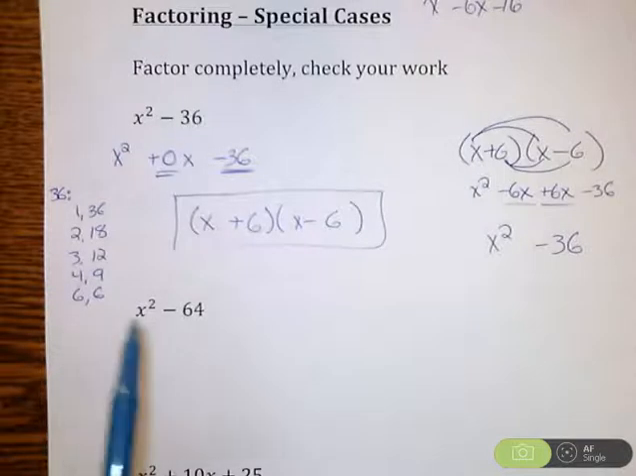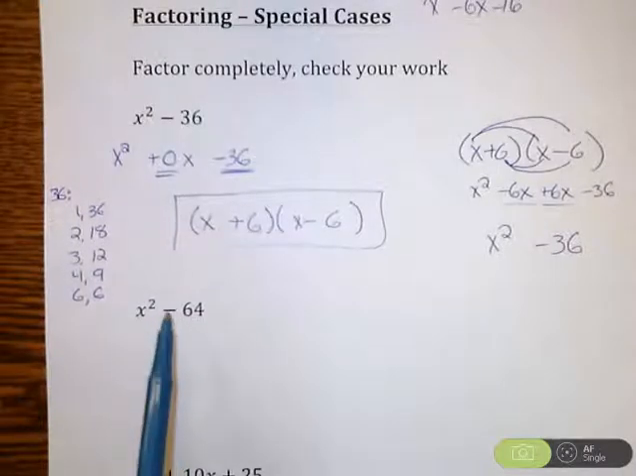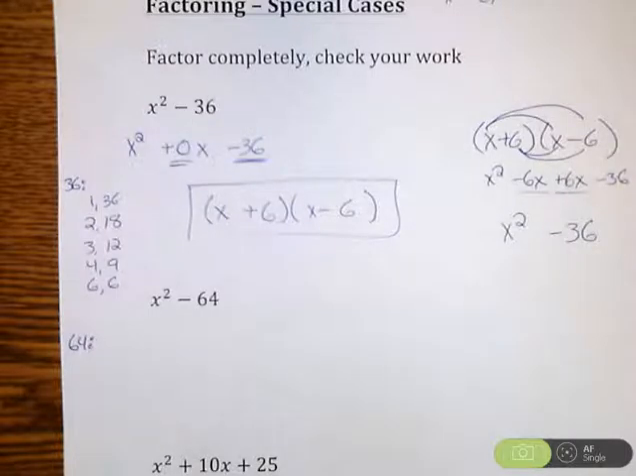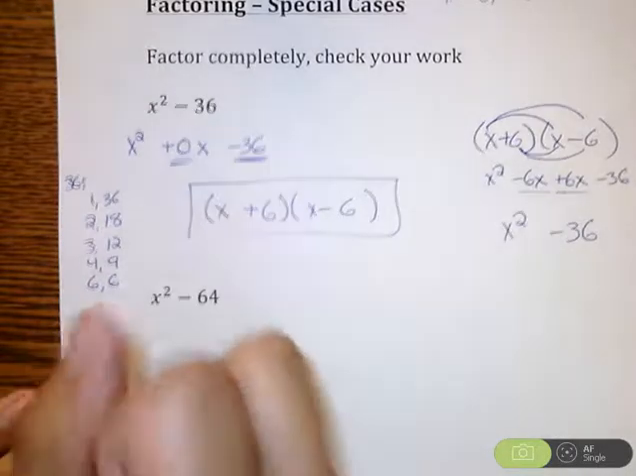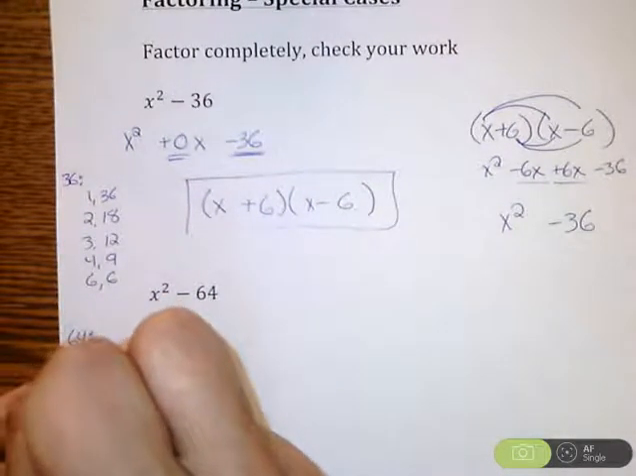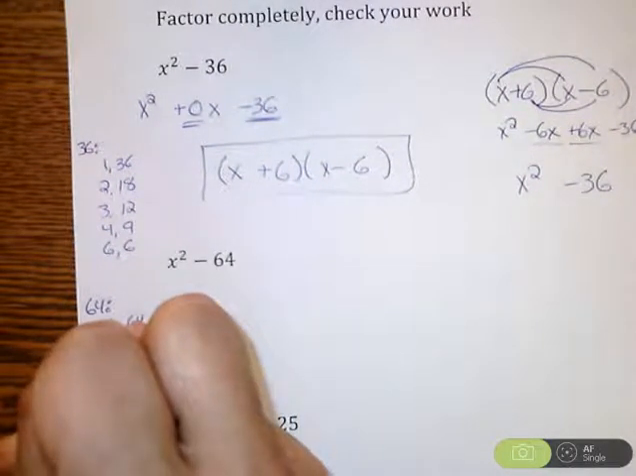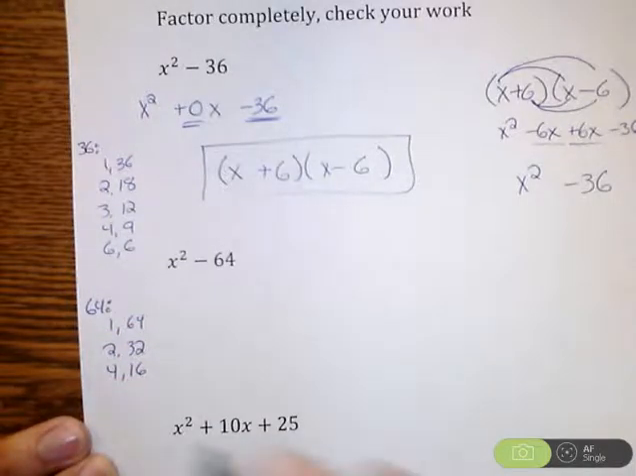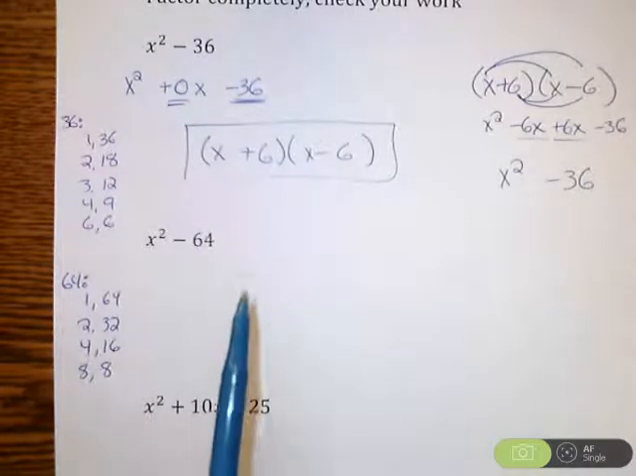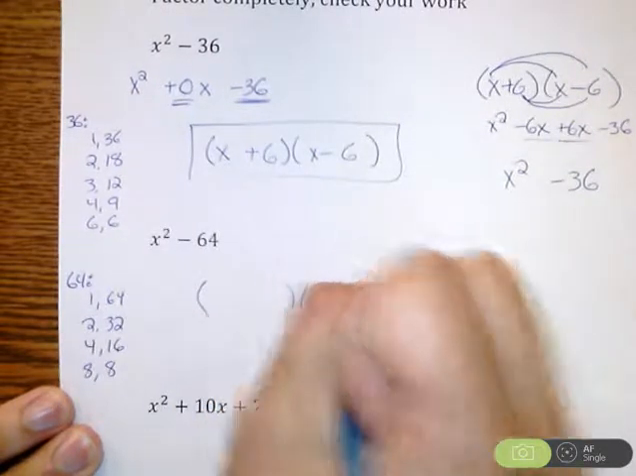Another example there, x squared minus 64. I'm not going to write the 0 term in, but I recognize it's not there because that middle term is 0. So I'm looking for two numbers that multiply to negative 64, but add to 0. So numbers that multiply to 64 are 1 and 64, 2 and 32, 4 and 16, 8 and 8. So I need to figure out which pair I can use there to multiply to negative 64, but add to 0. And you're going to see why these are special case problems.